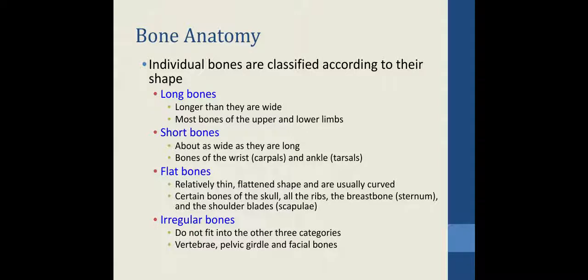Then you've got flat bones. Flat bones are relatively thin. They have a flattened shape, and they usually have a curve to them. This is going to be bones that you find in your skull, your ribs, your sternum, also called your breastbone, and your shoulder blades. They are flattened, and they do have a slight curve to them.